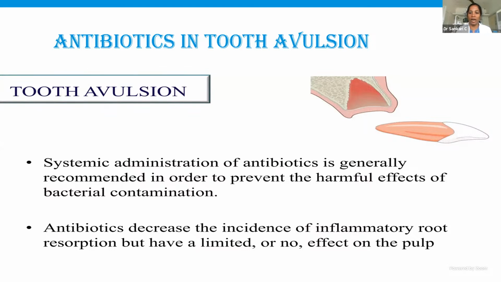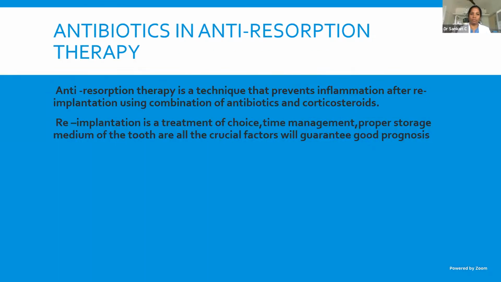Systemic administration of antibiotics is generally recommended in order to prevent the harmful effects of bacterial contamination. Antibiotics decrease the incidence of inflammatory root resorption but have a limited or no effect on the pulp. Antibiotics are also very important in anti-resorption therapy. What is meant by anti-resorption therapy? It is a technique that prevents inflammation after reimplantation using a combination of antibiotics and corticosteroids.